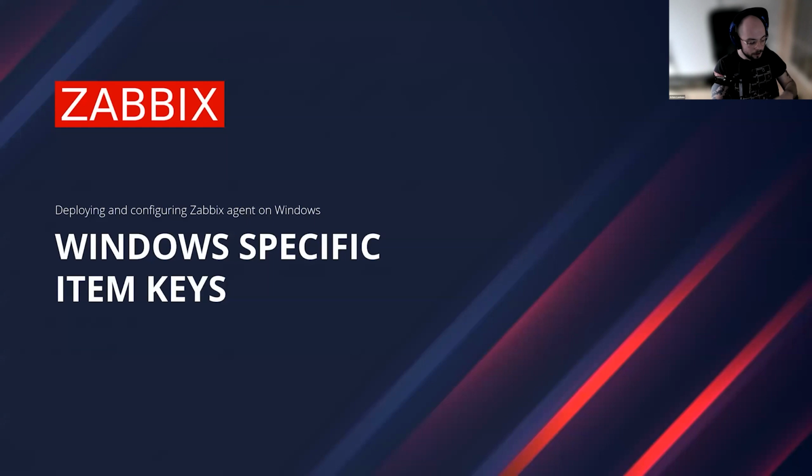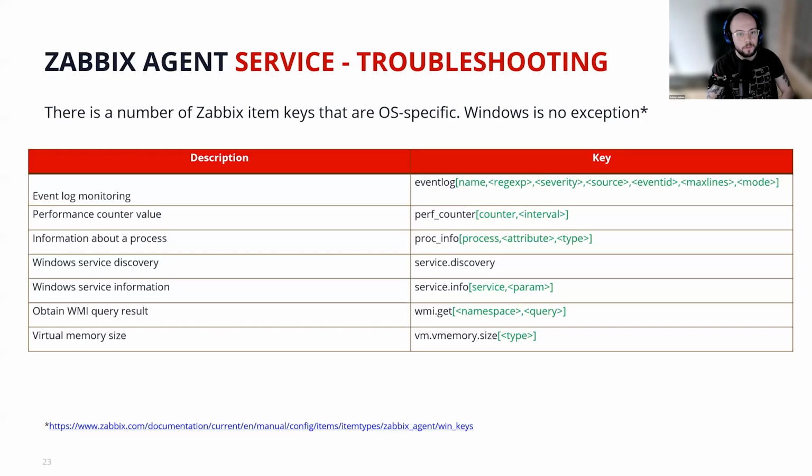All right, so this is the basic setup of deploying Zabbix agents. Now let's look at what we can actually get out of it, right? What sort of things we can get out of it. So we have some unique keys that are OS specific. Windows is no exception in this case. We have some Linux specific keys, BSD specific keys. Now we're talking about Windows. So event log monitoring keys, right? Something that we will cover in another presentation today.